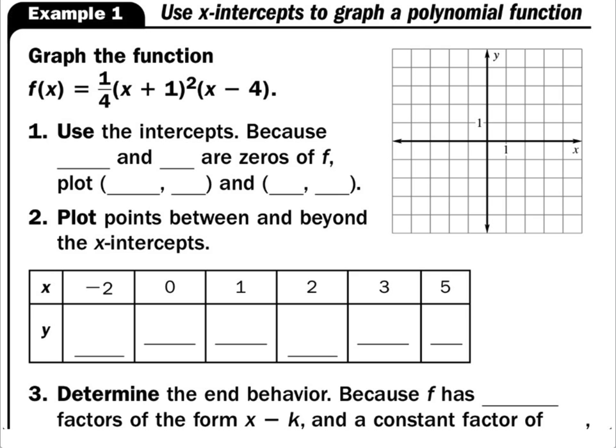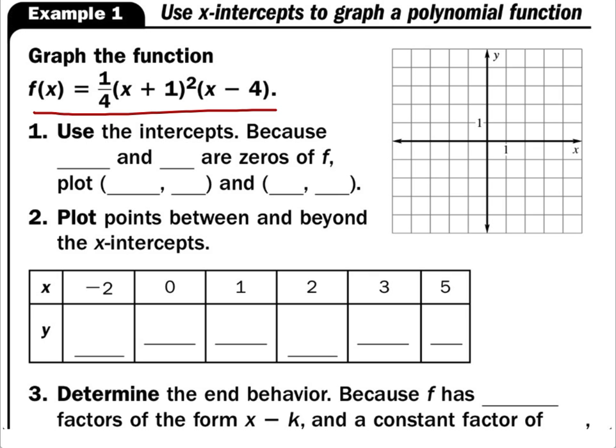Welcome back. Here we are for part 2 of Chapter 5, Sections 8 and 9 notes in the Algebra 2 textbook. Here we're given the equation of a function that we need to graph. For example 1, the function is f of x equals 1/4 (x plus 1) squared times (x minus 4). The book gives us a small graphing grid to use and a set of steps that we're going to do.